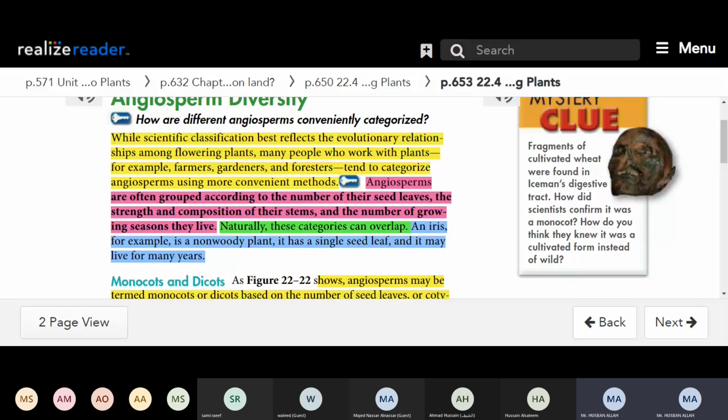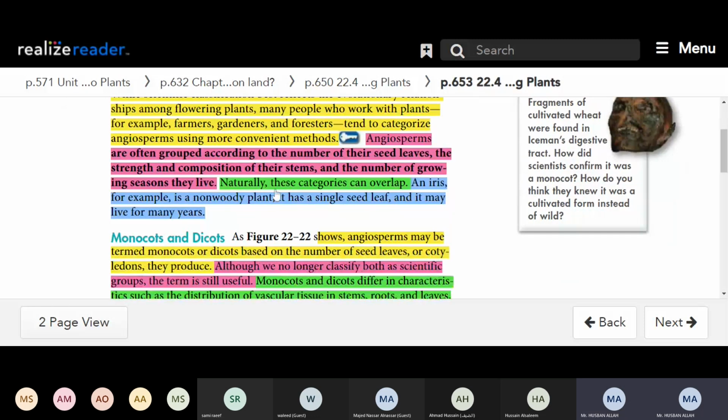Naturally these categories can overlap with each other. An iris, for example, is a non-woody plant. It has a single seed leaf and it may live for many years. If you think from common sense, we are saying that those plants which do not have wood, which are herbaceous, cannot stay for long. But if you look here, the iris plant is a herbaceous plant, not a woody plant, and it can live for many years. So the properties can naturally overlap.